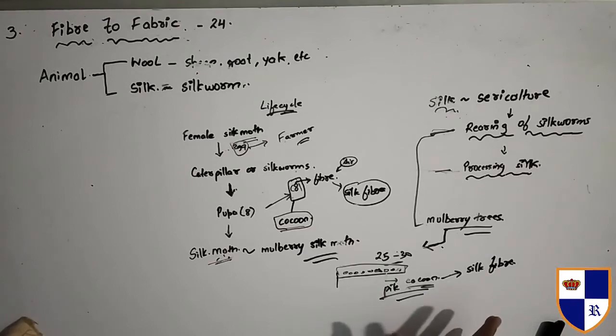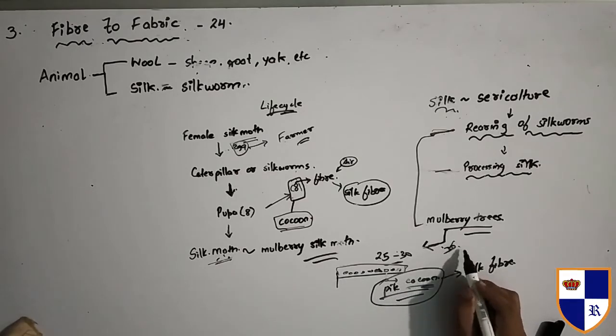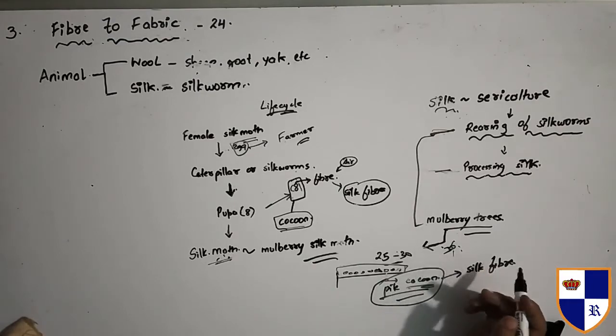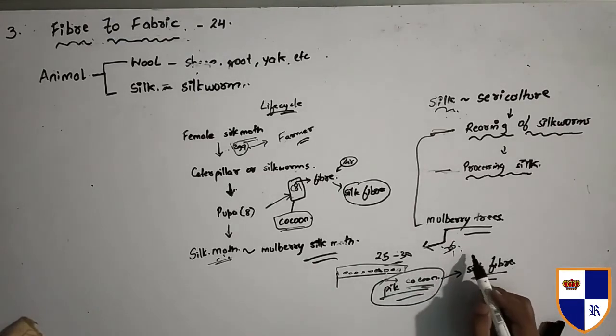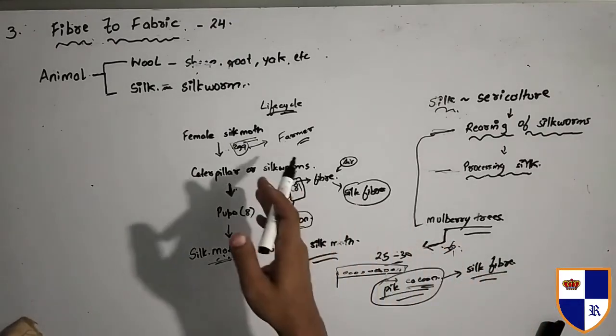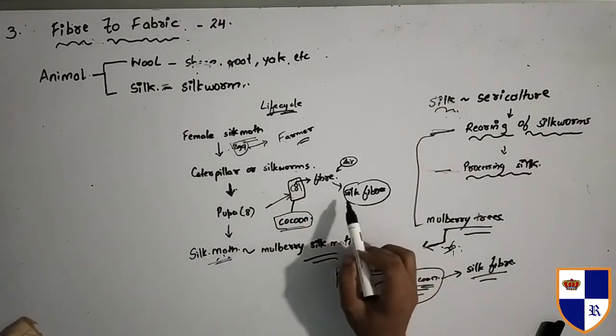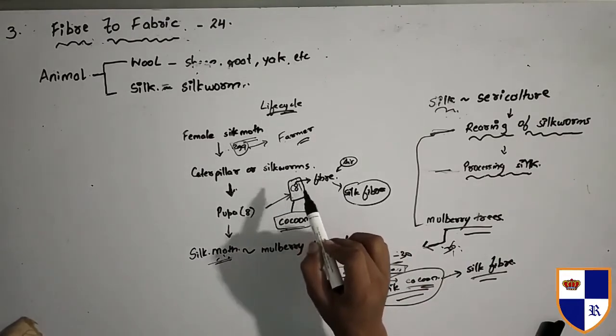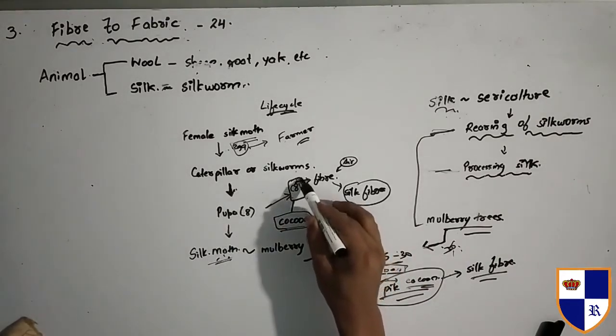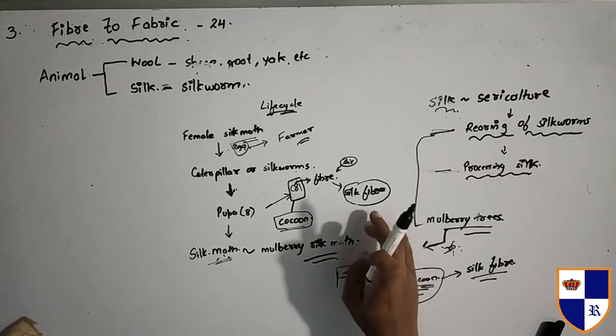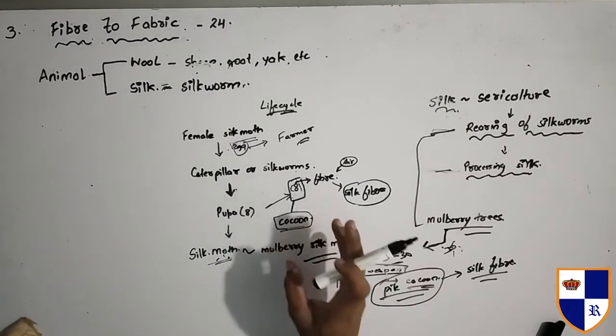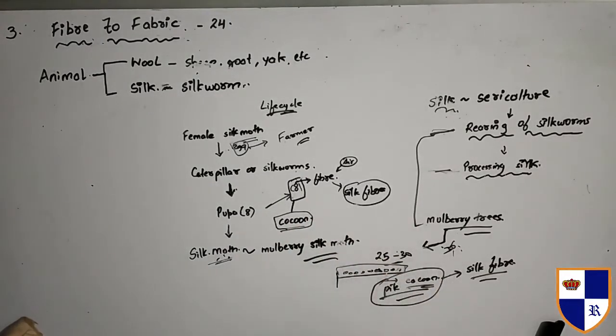So the cocoons are kept under the sun. Okay, they dry. They dry them under the sun, or they are exposed to some steam. And then the silk fibers are separated out. Like I said before in the life cycle, the covering of these silkworms is made up of protein, which turns into silk fibers. So from the covering of the silkworm, they are separated out.